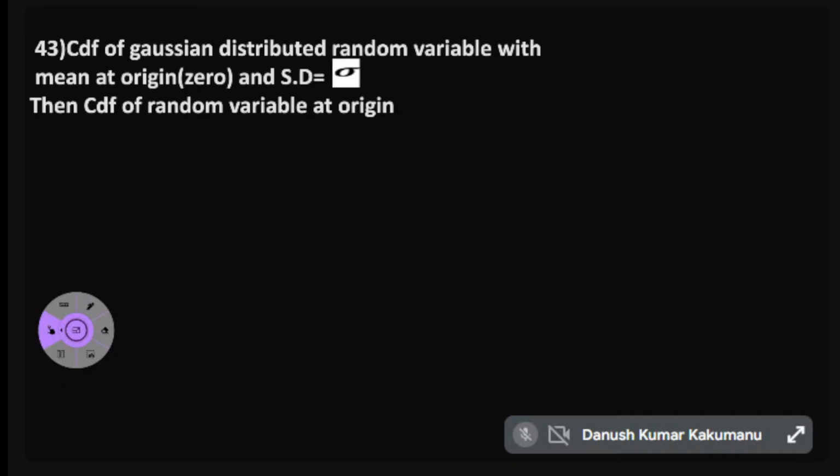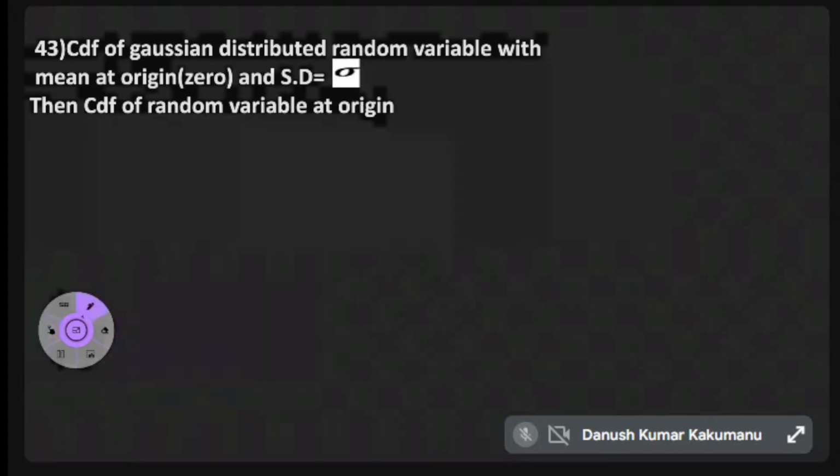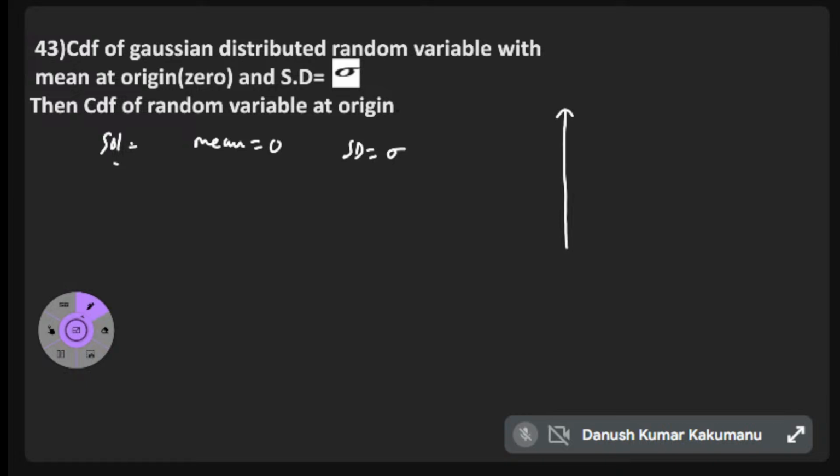What is the answer here? The CDF of a Gaussian distributed random variable with mean at origin and standard deviation sigma. What is the mean here? Mean at origin, mean is 0. Standard deviation is sigma. The graph all of you know: mean is 0, standard deviation sigma, the graph appears like this.